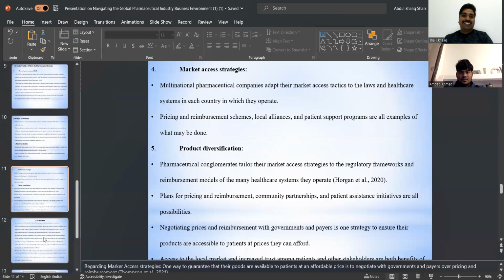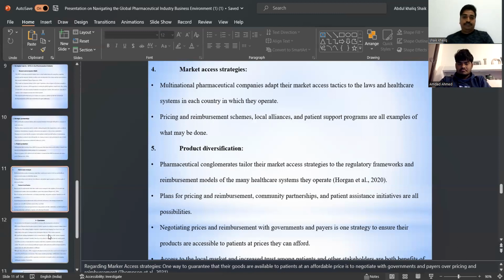Now the fourth point, market access strategy. Multinational pharmaceutical companies adapt the market access tactics to the laws and healthcare system in each country in which they operate. Pricing and reimbursement schemes, local alliances, and patient support programs are also examples of what may be done.